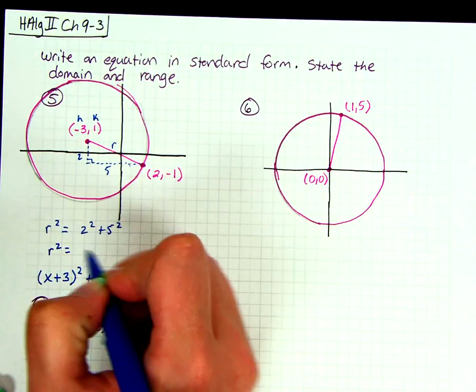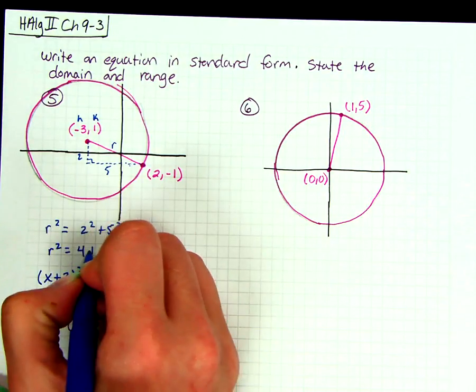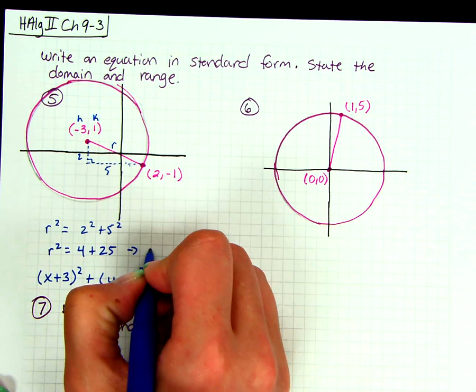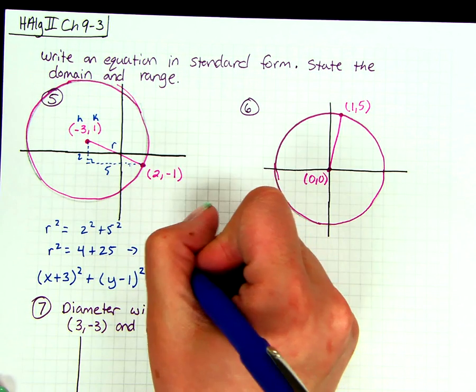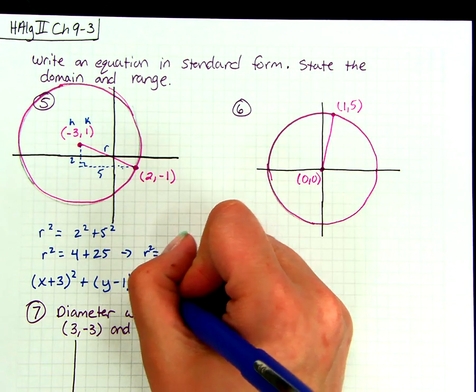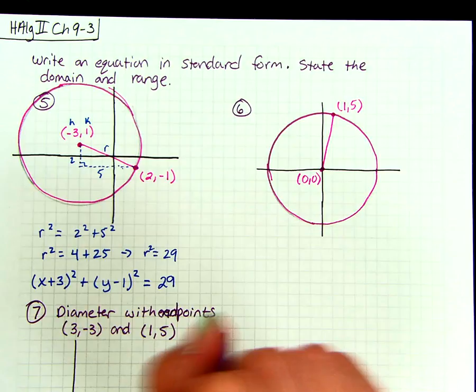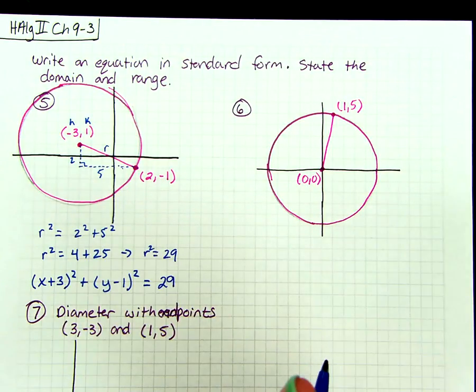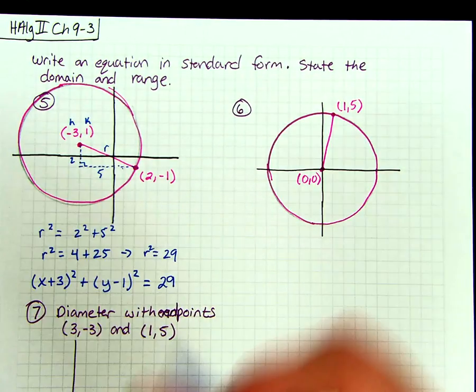So r squared equals 4 plus 25. That will give us 29. Now our equation calls for r squared, so we don't actually need to take the square root of that right now. So this will be 29. So that is our equation. And then we need to state domain and range as well.